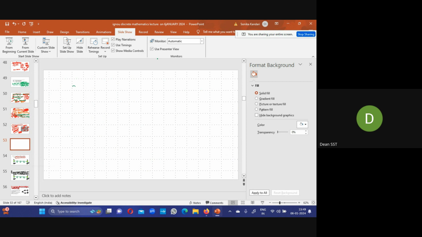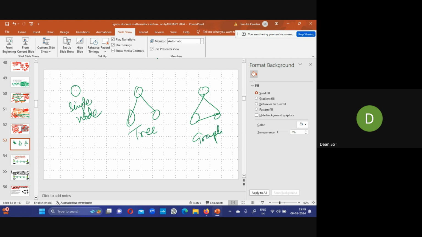Actually, this is a single node. This is a tree, and every tree is a graph, an undirected graph. And this is a graph, because a graph may or may not have a cycle. So a graph cannot be a tree. A graph which is having a cycle, in which the cycle is complete, cannot be called a tree. But every tree is a graph.